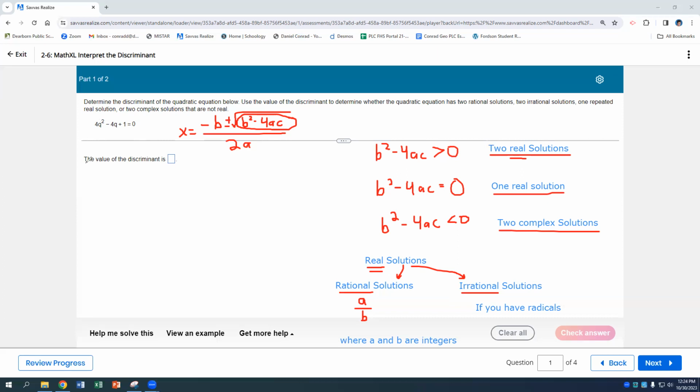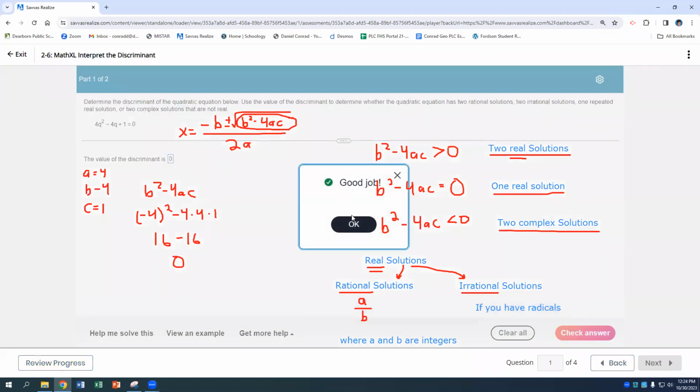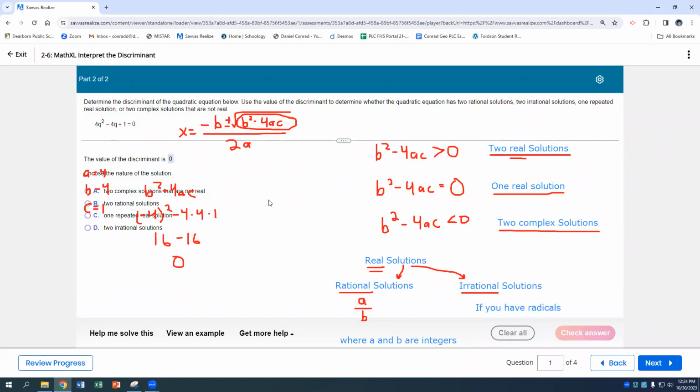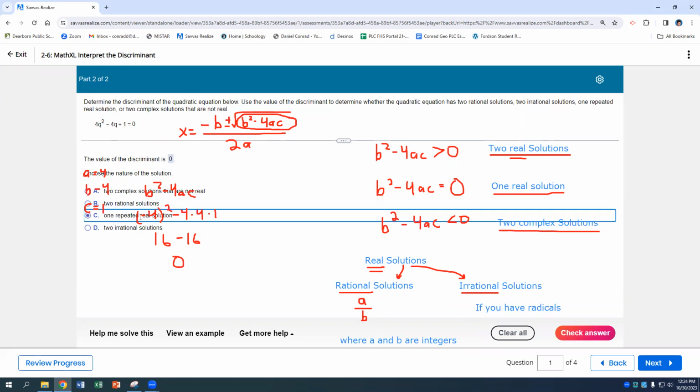So let's look at an example here. A is going to be 4. B is going to be negative 4. And C is going to be 1. Okay, so I'm just going to find b squared minus 4ac, which is going to be negative 4 squared minus 4 times 4 times 1. That's going to be 16 minus 16, which is going to give me 0. So the value of my discriminant is 0. And if the value is 0, I'm going to have one real solution. They put one repeated real solution, but it's just one real solution. They're not going to have two different values.